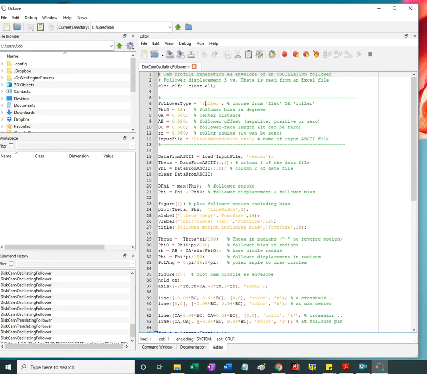Where is it? So you say here roller, it says choose from flat and roller, and if it's roller and you make the roller 0, it's going to actually consider an IFH case. Anyway, so let's look at this running.